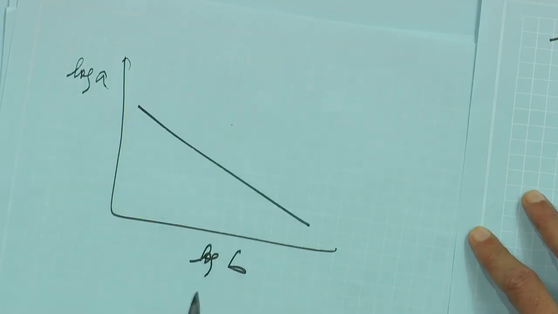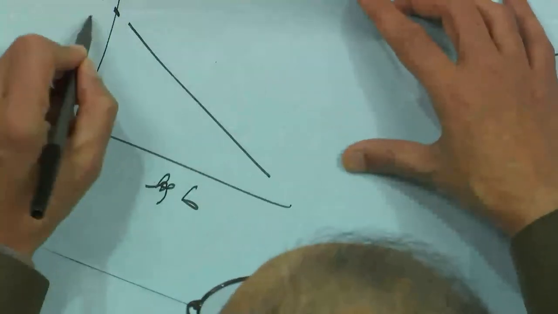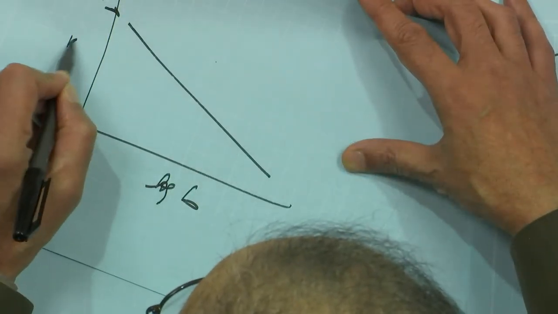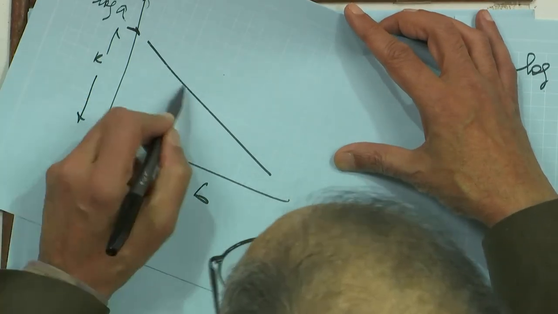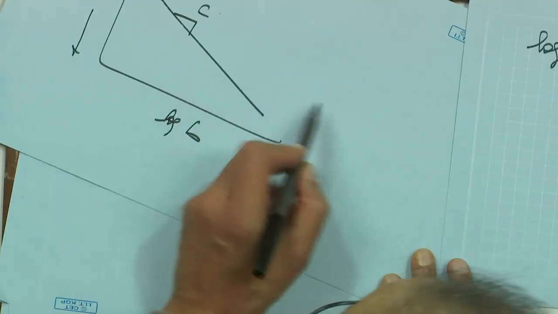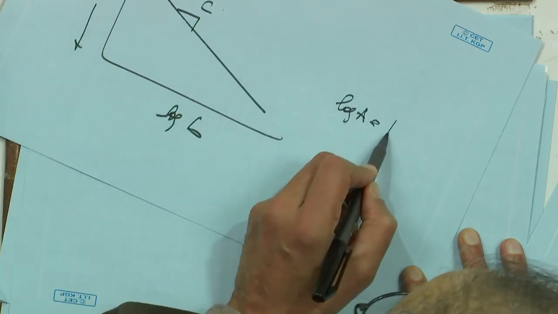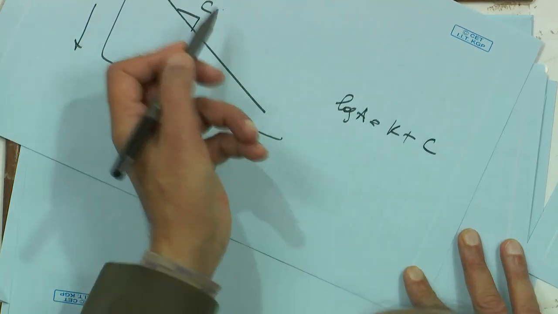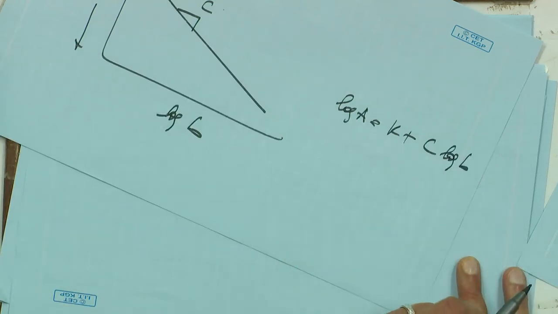If that's a straight line, either this way or that way, let's say the intercept is K, and the slope is C, okay? So log A equals K intercept plus C. C happens to have a negative value there, but that's okay, C log B. That's the equation of a straight line.